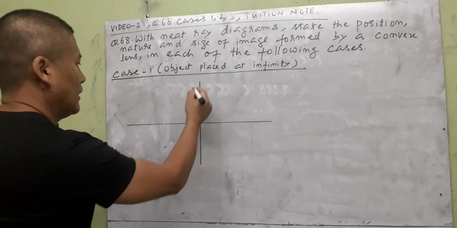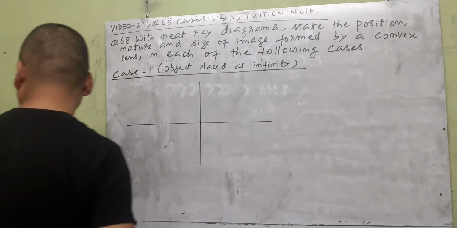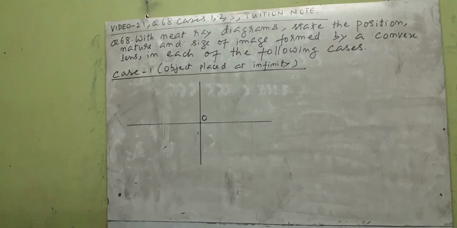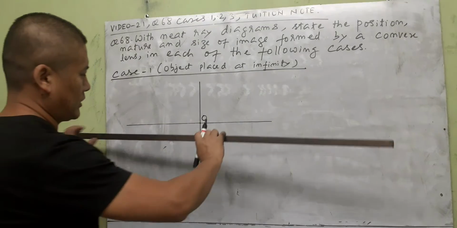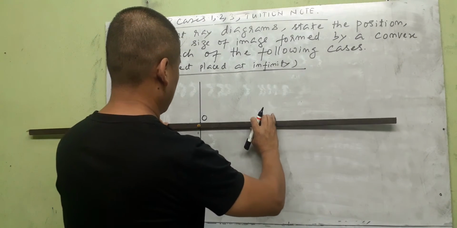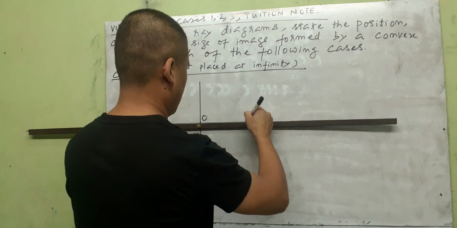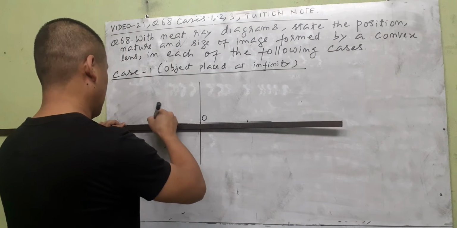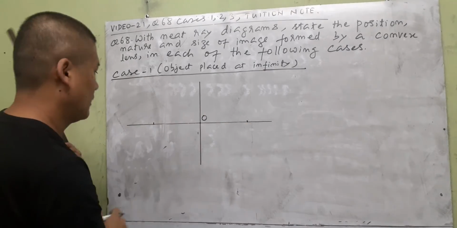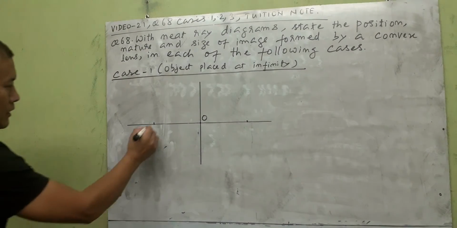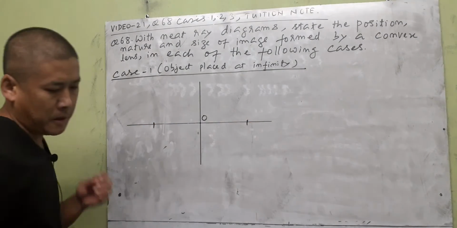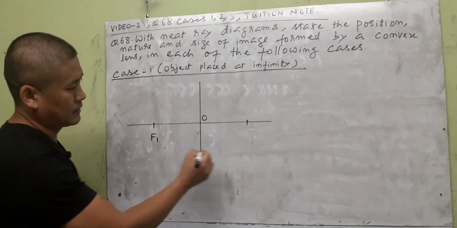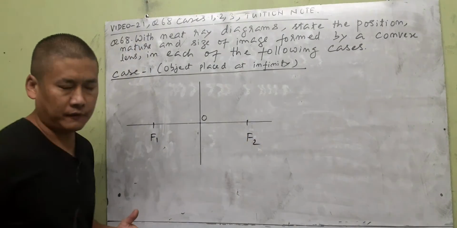Okay, and then mark this point as your O. Now take any distance you like, maybe 3 centimeter with your scale. Mark 3 centimeter, and then mark the same distance, 3 centimeter, on the left also. So this distance is 3 and here also 3. That should be very carefully noted. After you mark those points, remember this: the point on this side will be taken as first focus, F1, and this side will be taken as F2.